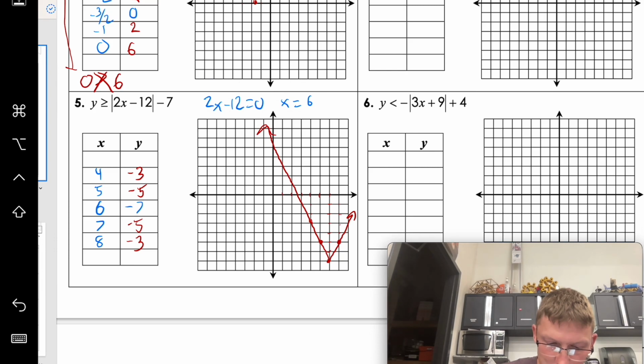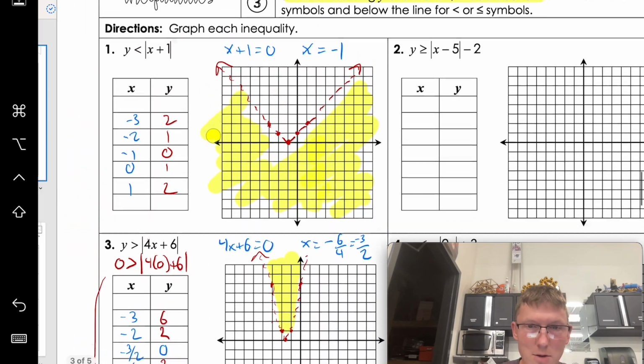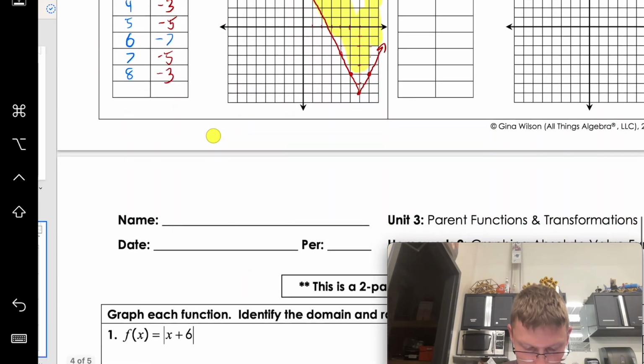So now we got to look at our shading. So again, you can either take a test point like 0, 0, shove it in, see if it works, or you can kind of logic it out. So if I say y is greater than or equal to all of this stuff, that means that we would be shading on the top. So that's in general how you graph absolute values and how you graph absolute value inequalities. So here you go.